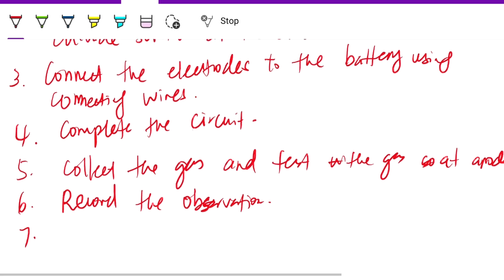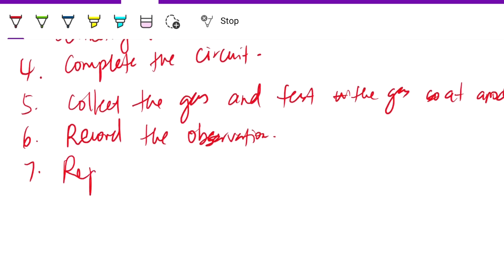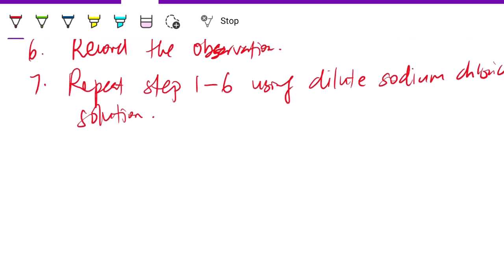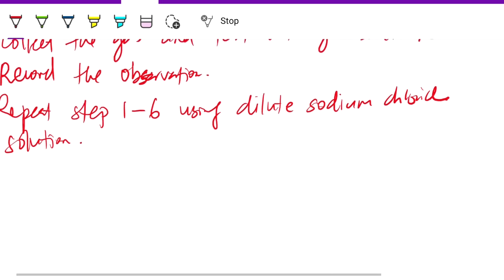Then finally, repeat steps 1 to 6 using dilute sodium chloride solution. So normally, the last 2 steps will be the same whenever you need to explain the procedure: record and repeat.